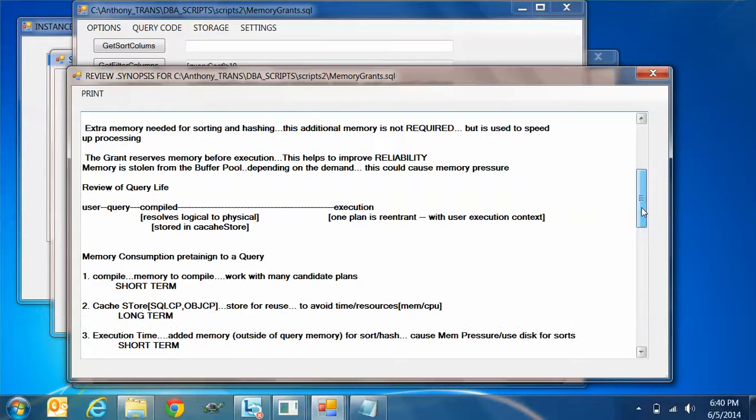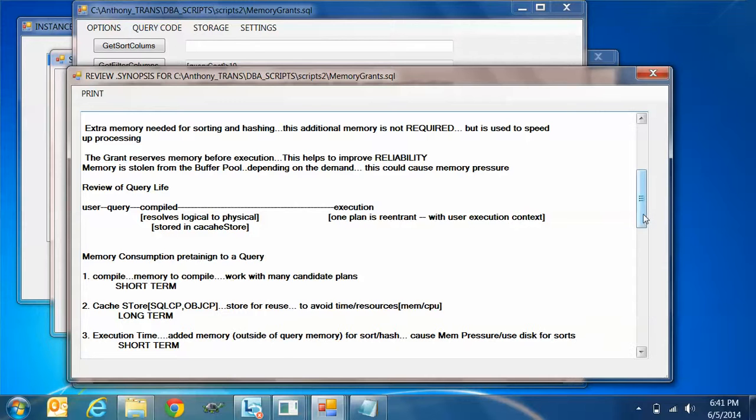Now let's review the life of a query. A user or a process or a session presents a query. The query is compiled, it actually resolves the logical or physical. It's stored in cache as a cached plan, and then there's execution of that cached plan. The cached plan, as we know, is reentrant, so one plan can satisfy many requests, and each request has its own user execution context that stores individual variables that it needs for processing.